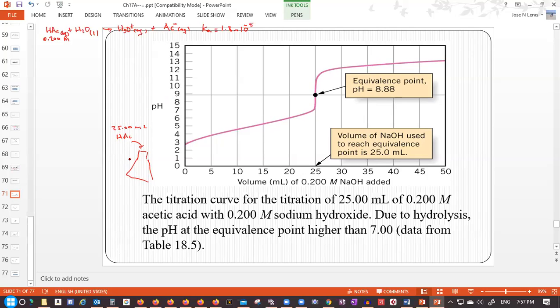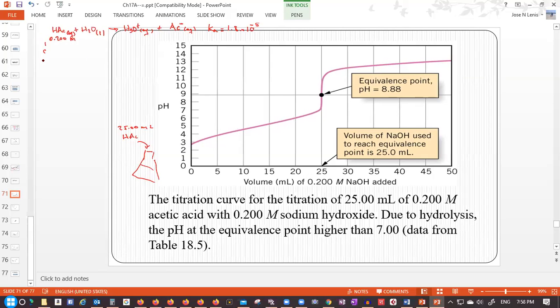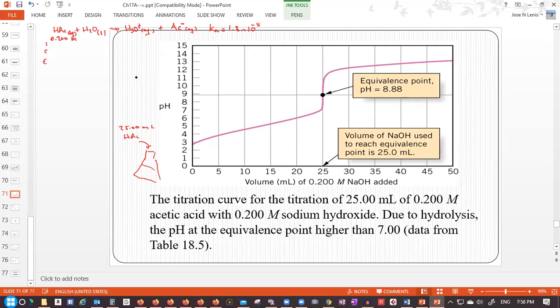The question is, what is the initial pH of the solution? If we place a pH meter here, it should give us this value. So let's calculate that. And this is also a good exercise to show how to calculate the pH of a weak acid. In order to do that, we draw the ICE table. The initial is 0. The change is minus x, plus x, plus x, and the equilibrium will be 0.200 minus x, x, and x.